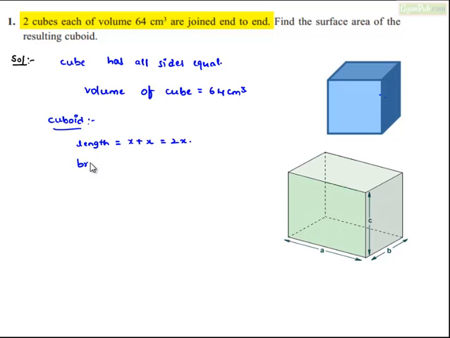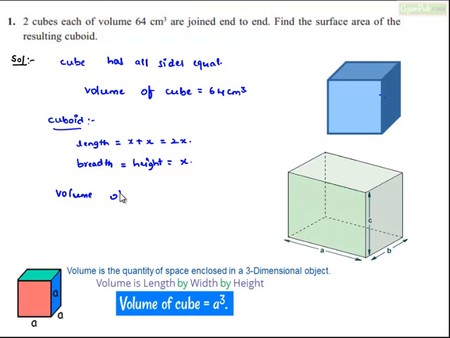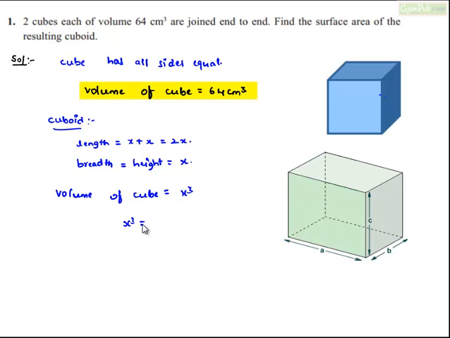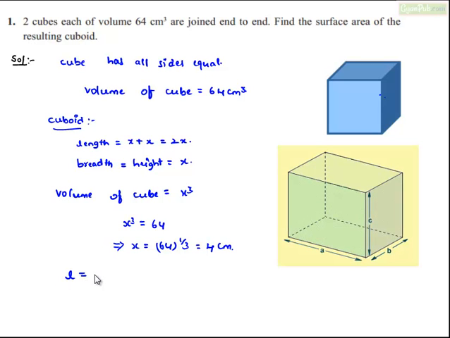and breadth will be equal to height, that is equal to, let it be, some x. Now, the volume of a cube in terms of its side x will be x³. Therefore, we can equate x³ equal to 64, which implies x is equal to 64 to the power 1/3, that is equal to 4 cm. Therefore, the length of the newly formed cuboid is 2 times x, that is 2 times 4, 8 cm, and the breadth is x, that is 4 cm, and the height h is 4 cm.